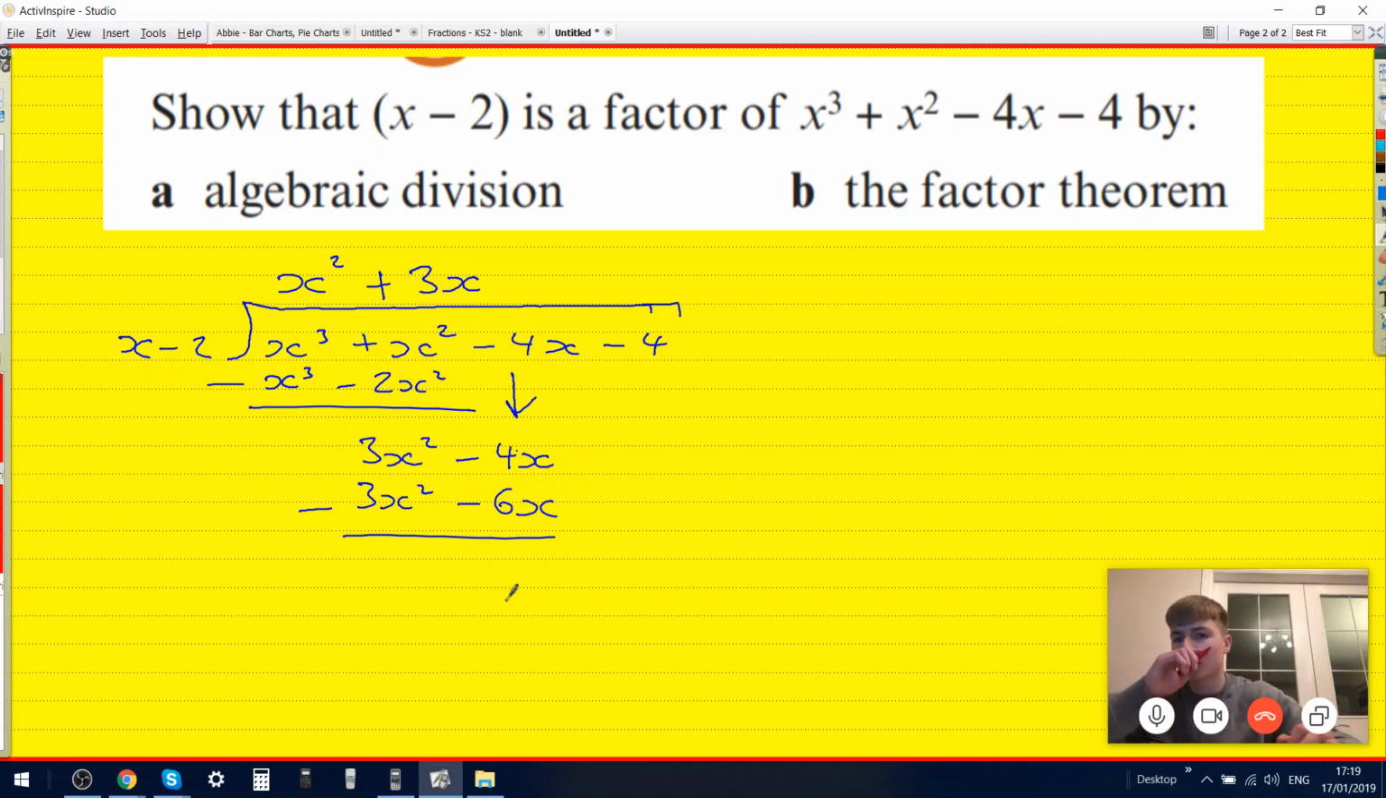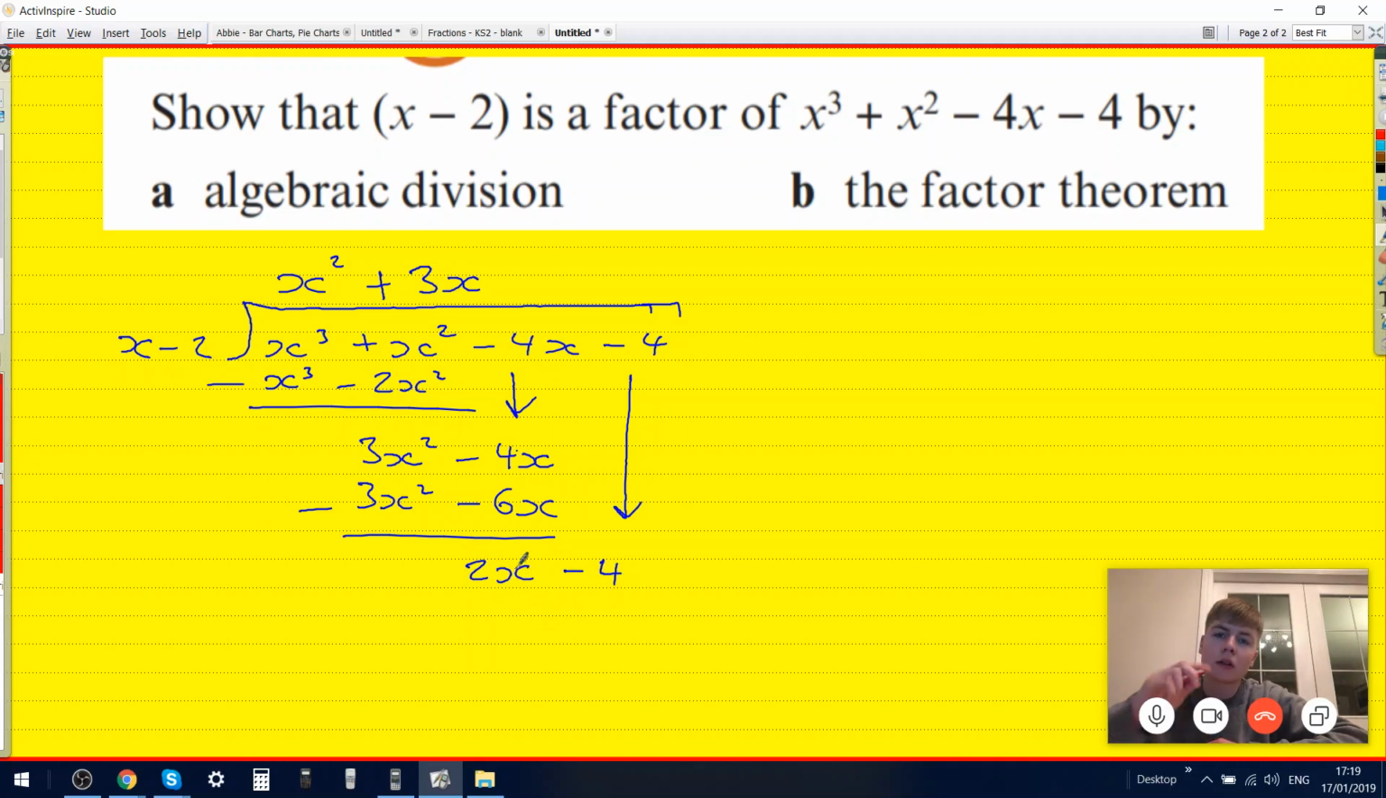And then what happens next? You take those away from each other. Oh, right, yeah. So minus 3x squared minus 4x. Is that just 2x? Well done. And then finally bring down the last one, minus 4. What do you get there? 2x minus 4. What are we doing?